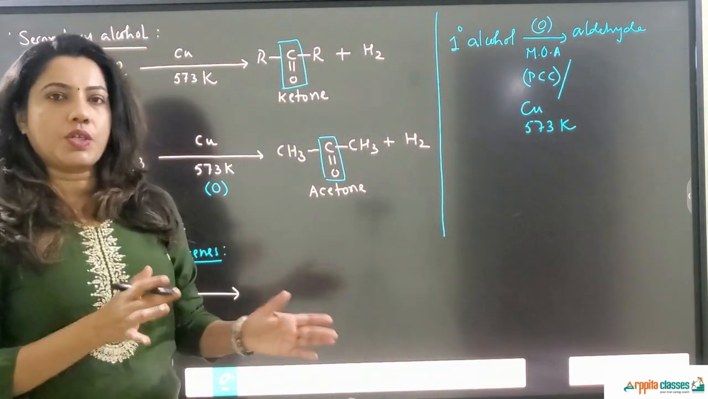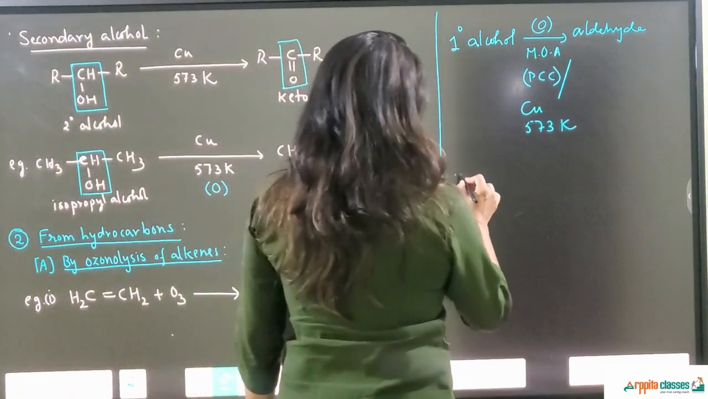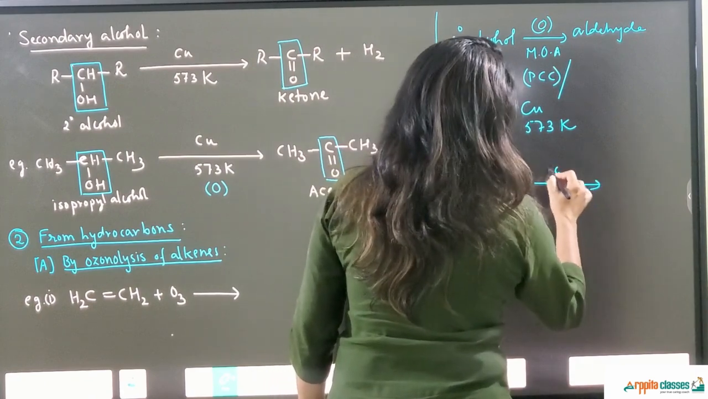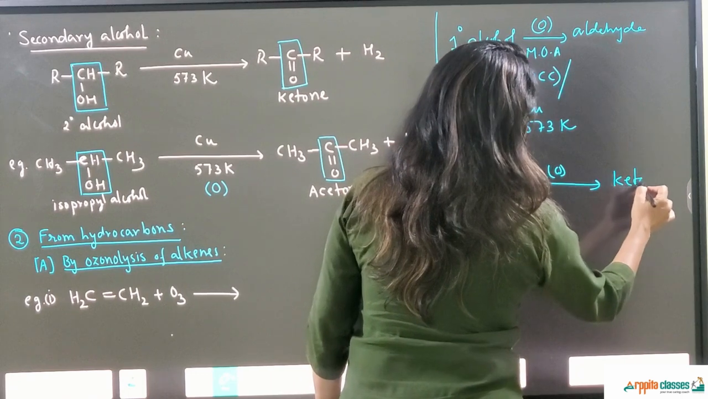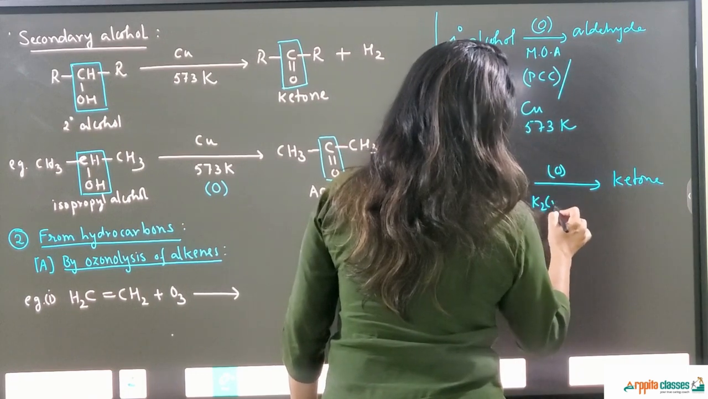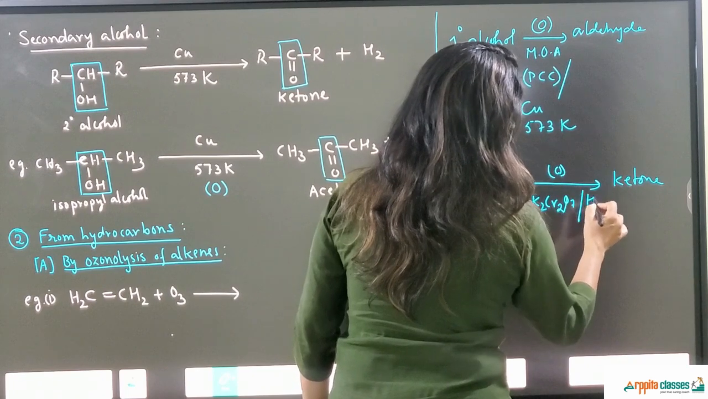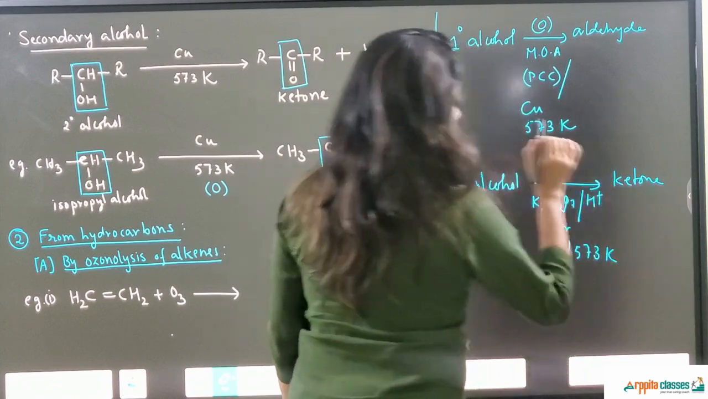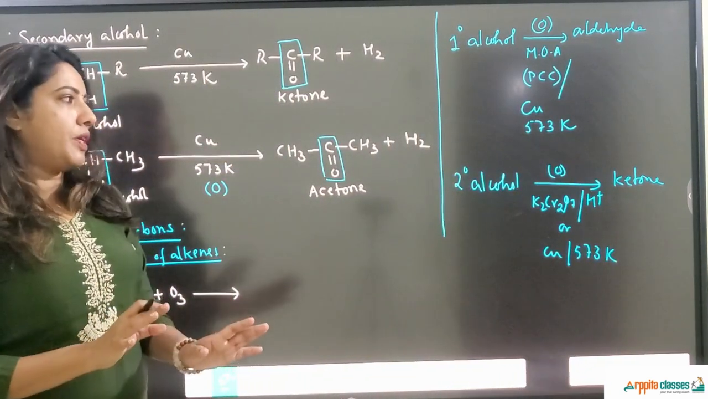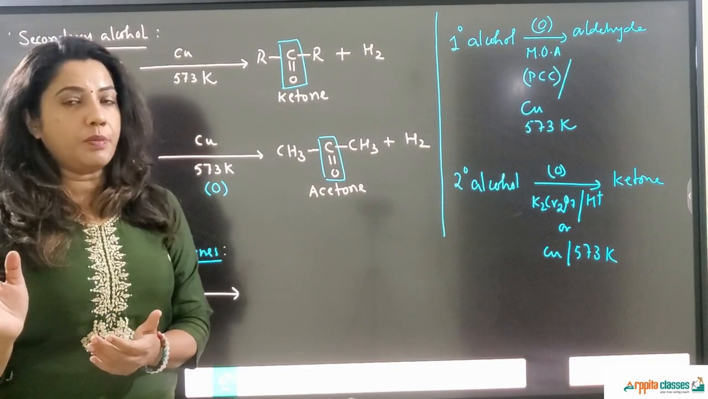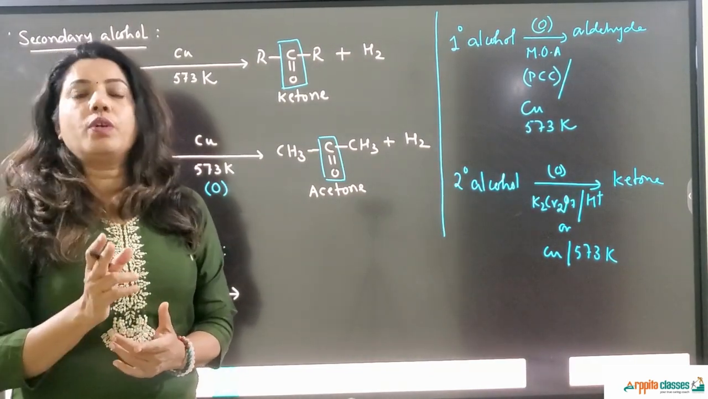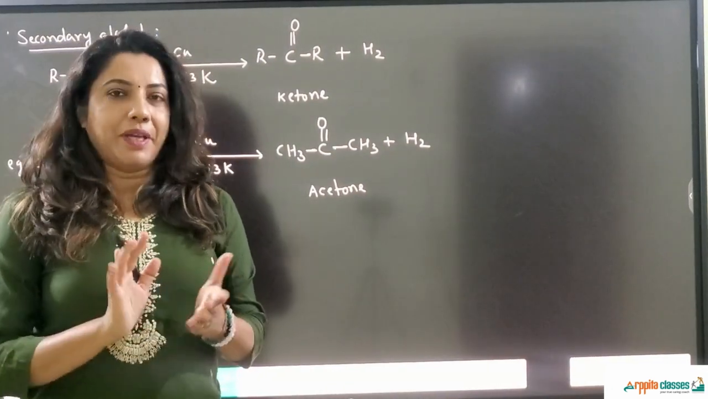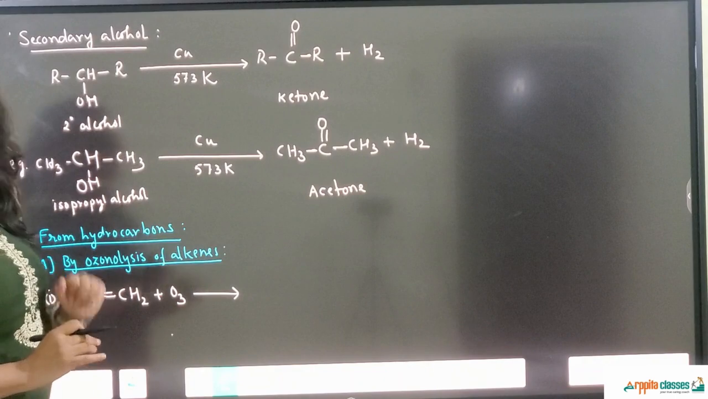So primary alcohol on oxidation gives us aldehyde. On the other hand, if we have secondary alcohol, 2 degree alcohol, on oxidation it gives us ketone. Now the oxidation can be done with K2Cr2O7/H+ or copper along with 573 Kelvin. So this is what we have done. The first preparation of aldehyde and ketone is by oxidation process, and oxidation can be done by using two different reagents. Now we come to the next preparation, and the next preparation is from hydrocarbons.